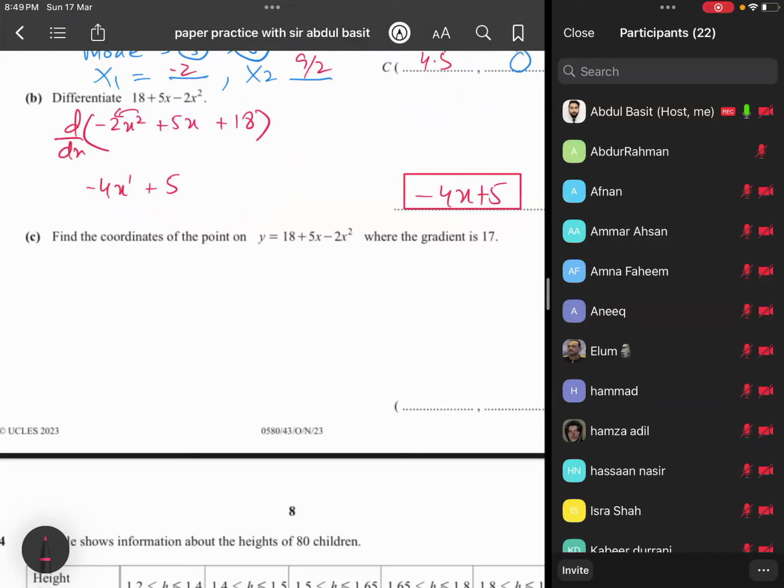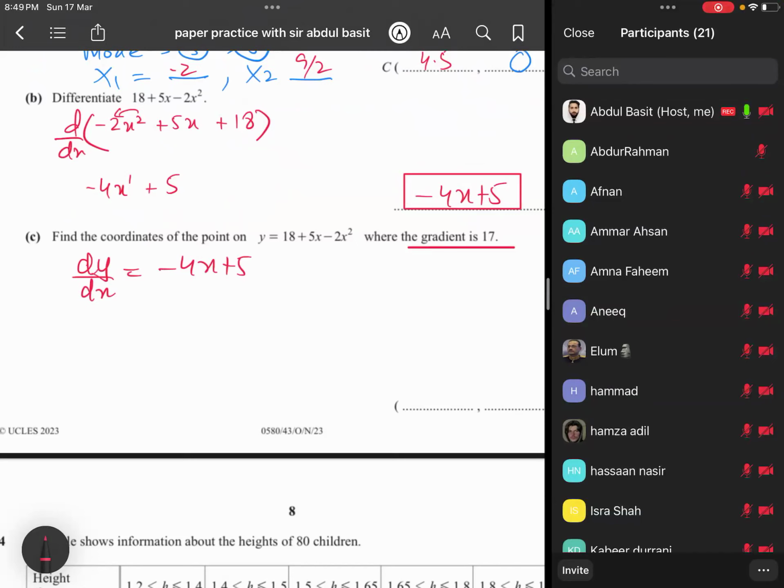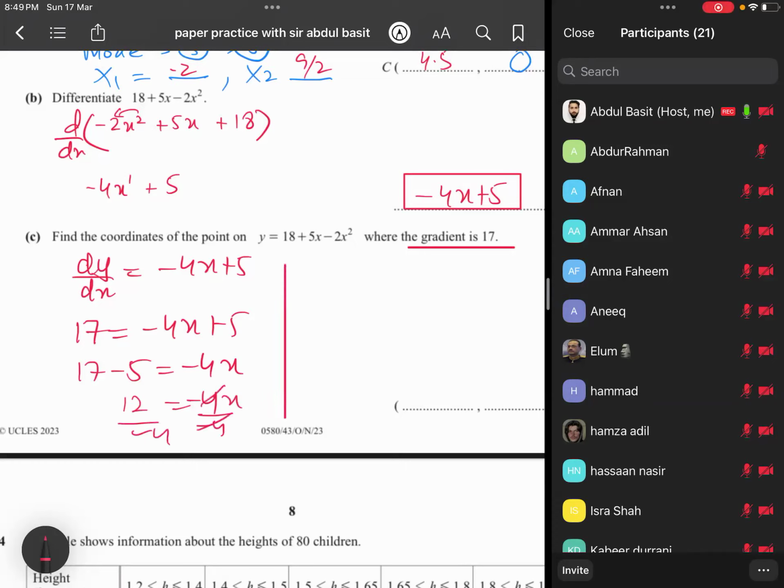So beta, we have the function of the derivative, that dy by dx is equals to -4x plus 5. They have given us the gradient, and we know that the first derivative is the gradient. So let's write 17 is equals to -4x plus 5. 5 will go there. 17 minus 5 is equals to -4x. 17 minus 5 is how much? 12 is equals to -4x. Divide by -4 on both sides. So x is equals to -3. X is equals to what? -3.